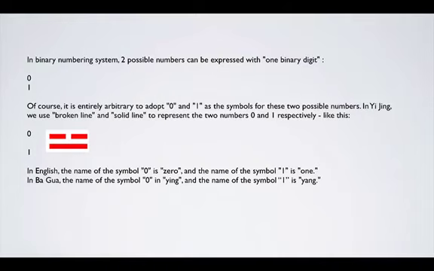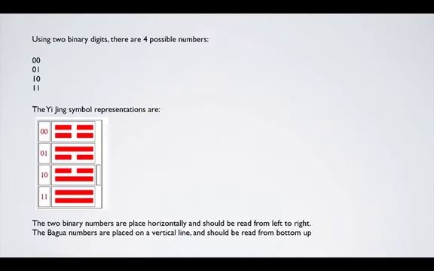So we can take that further and understand that in English the name for 0 is 0, the name for 1 is 1. In BaGua or the I Ching, the number or symbol for 0 is yin, and the symbol for 1 is yang, which we can see, yin being the broken line and yang being the unbroken line. So already we're seeing the connections between Boolean logic, or the binary number system, and the I Ching. Because the I Ching is based on these broken and unbroken lines, or 0 and 1, or yin and yang, depending on how you want to look at it.